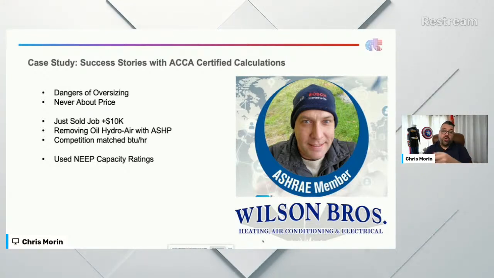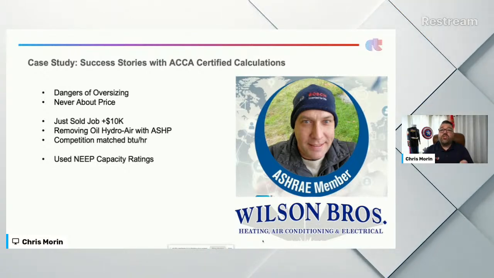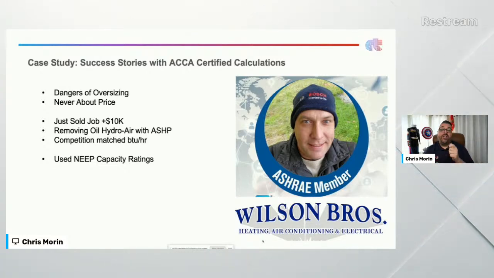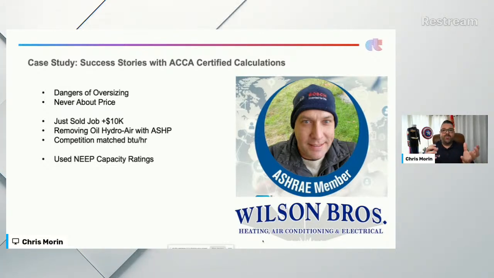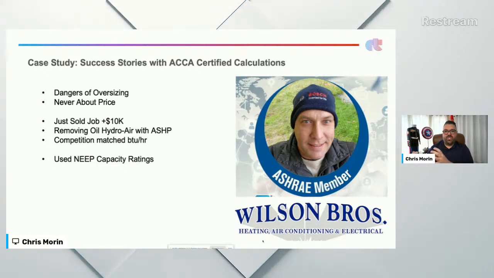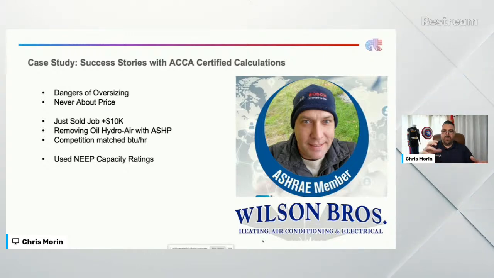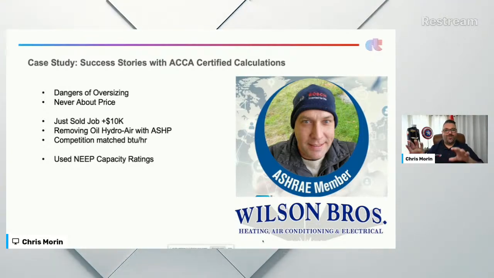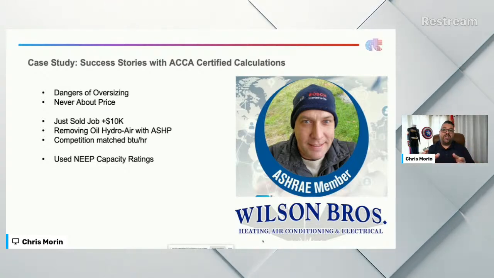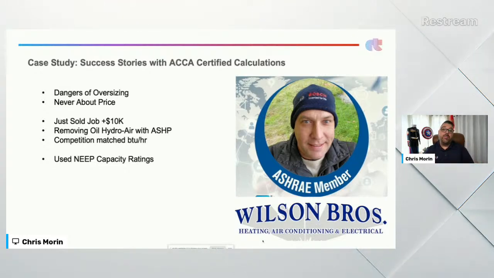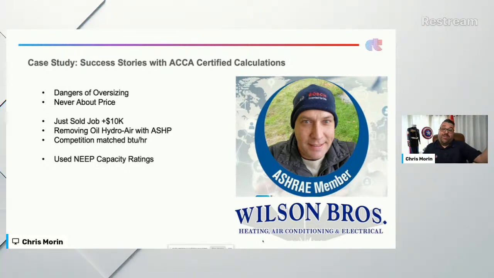In fact, he told me this story about a job he just sold where he was $10,000 more than his competitor. And when the customer asked him about it, he went through this process. And what he found was they were just removing their old oil hydro air system and replacing with air source heat pumps. And the competition was just sizing the system based on the same capacity of what's there, but not necessarily even at the right temperature, the Manual S calculation after you do J, right? They were just doing nominal size. So not only was the competitor's system going to be too small because it didn't perform at our design conditions here in the Northeast, but he was also $10,000 more, right?